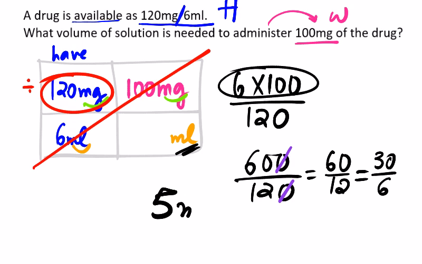We know the unit has to be mils. 5 mils. Our estimate said the answer couldn't be half of 6, we had to have more than 3. 5 sounds reasonable. Read the question again. What volume of solution is needed? 5 milliliters.